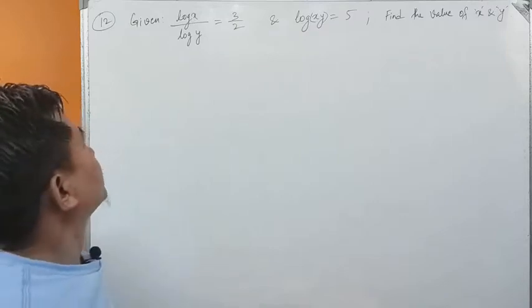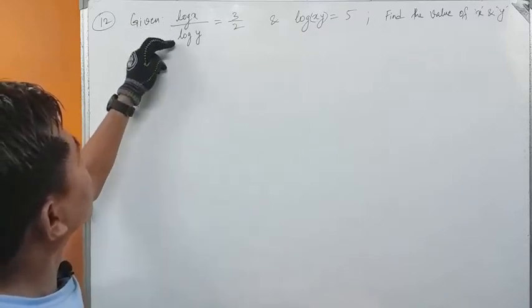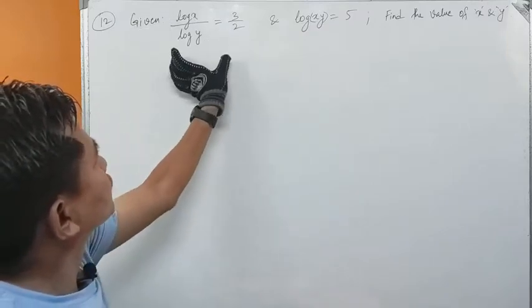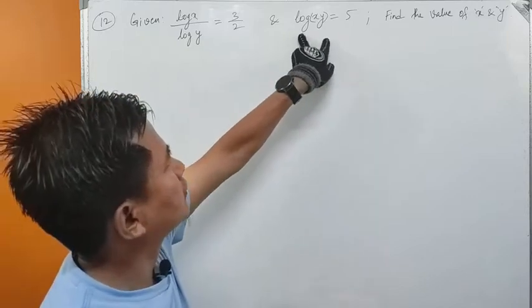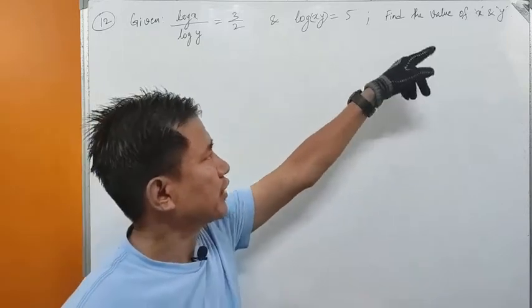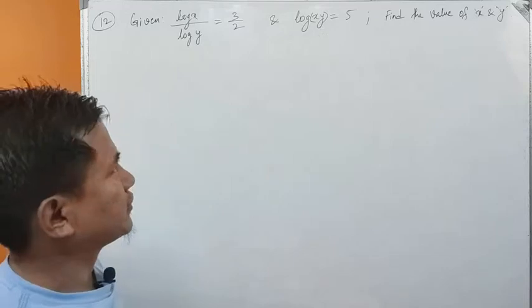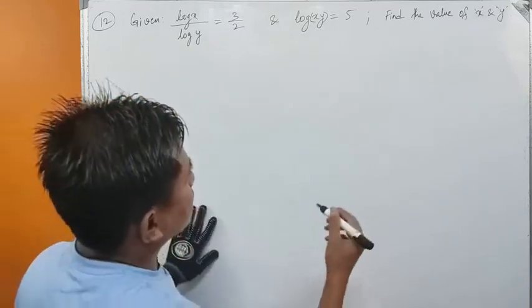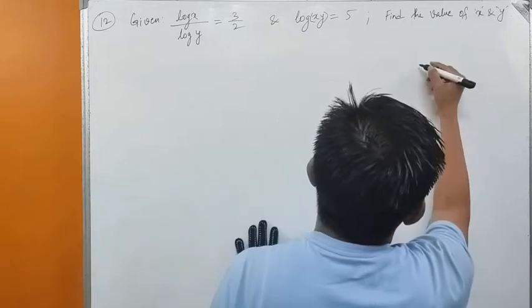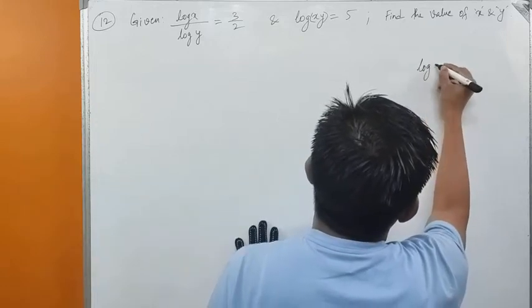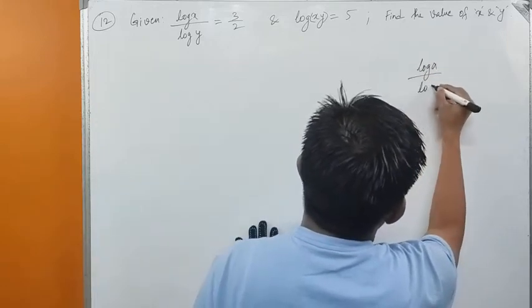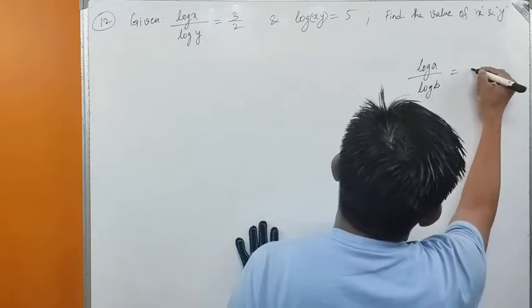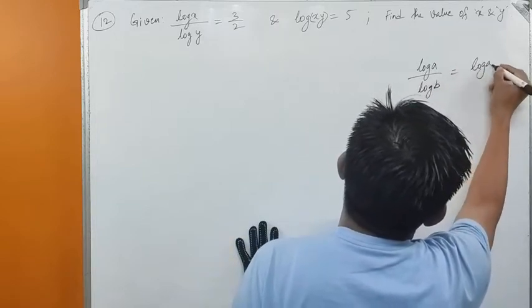Let us do question number 12. Okay, log x upon log y equals 3 upon 2. This is one equation and this is another equation. log xy equals 5. So we are asked to find the values of x and y, isn't it? So let us solve this. Before we solve this, let us first see the rule. Okay, if we have log a upon log b, then we can write this as log a to the base b.